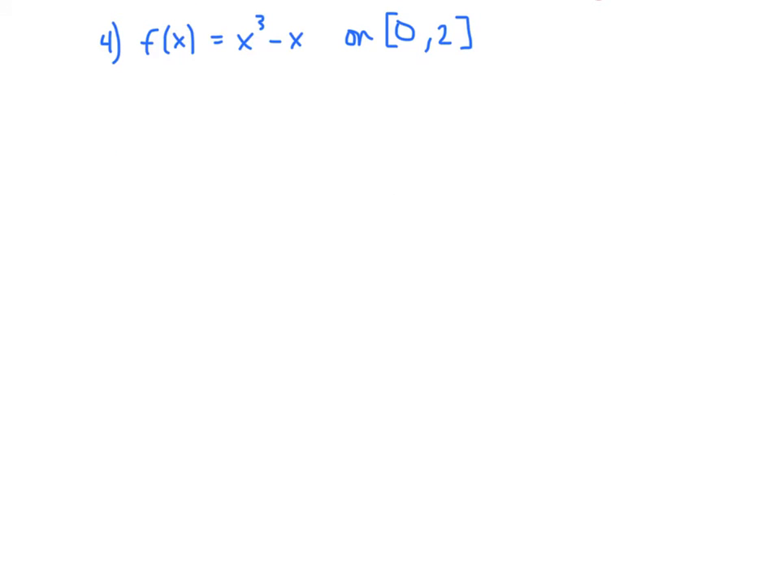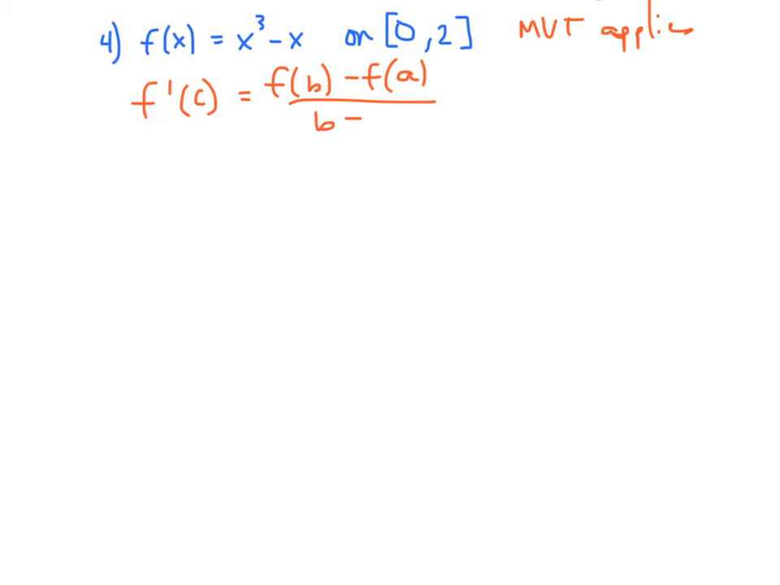And again, we're given a polynomial function. So polynomial functions, like I said, nice and easy. Yes, it's going to be continuous over this. Yes, it's differentiable. Okay, so the mean value theorem applies. All right, so now we're going to move on, and we're going to go ahead and write down the mean value theorem. So f prime of c is equal to f of b minus f of a over b minus a.